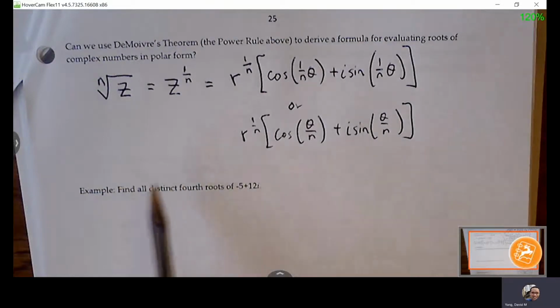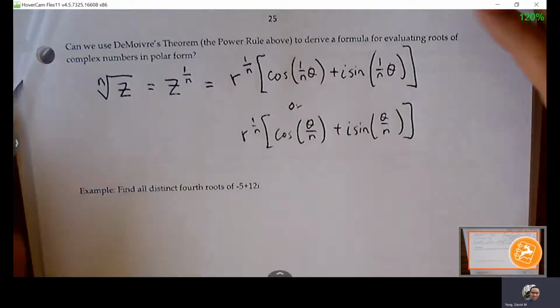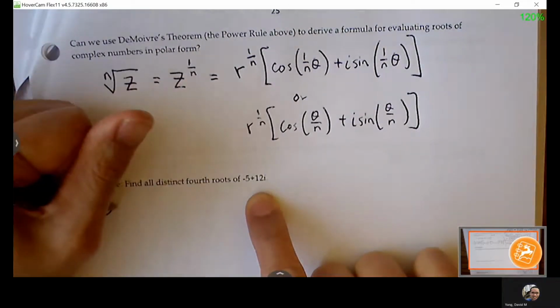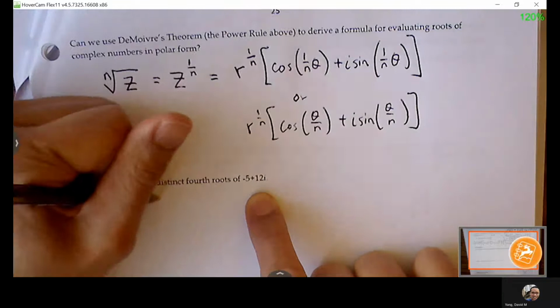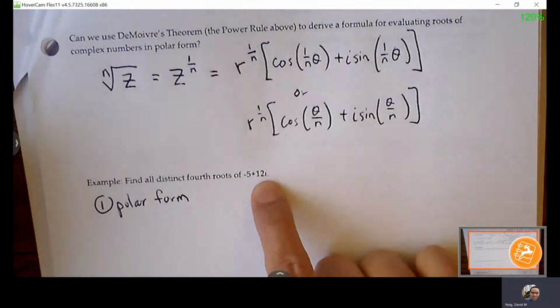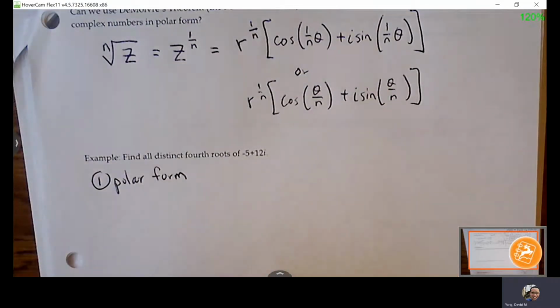Okay, find all the distinct fourth roots of -5 plus 12i. Okay, the formula is complicated, but I'm just going to have this split up into multiple steps. That way you can kind of just do each step that you recognize, and we'll do one step at a time. First thing is, let's get it into polar form. Okay, first step, polar form. So -5 plus 12i, go ahead and use the Pythagorean theorem to get the radius, inverse tangent to get the theta.